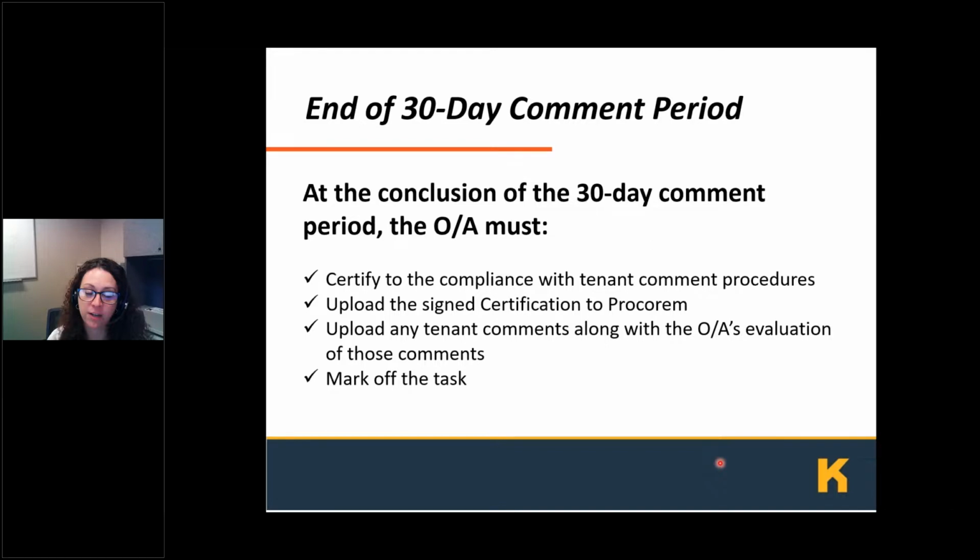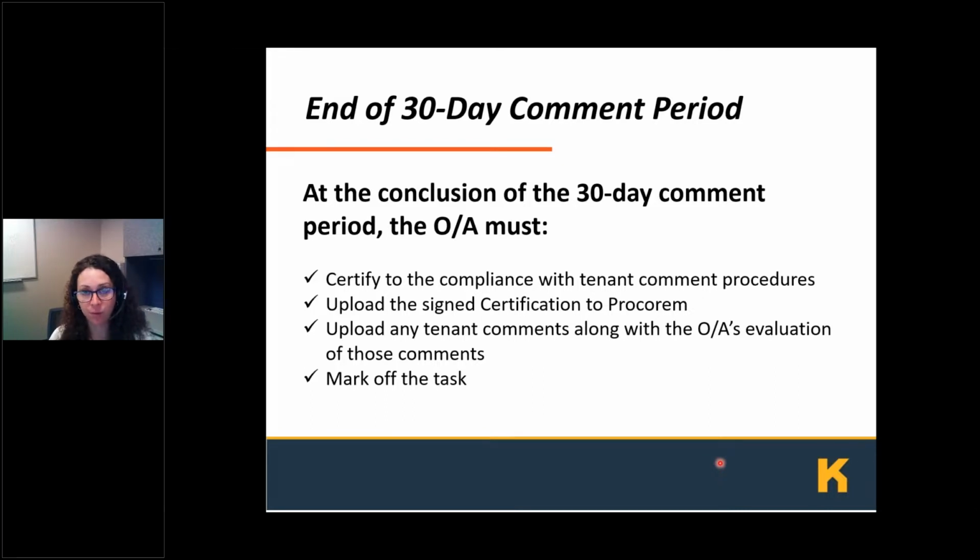You're going to upload that certification to Procorum. You're also going to upload any tenant comments along with your evaluation of those comments. So again, as I mentioned, when we provide you your approved utility analysis spreadsheet, there will be 2 tasks that are created, one for the notice to the tenants. As soon as we get that, there's going to be another task that shows up, and that's going to be this owner certification. That's my next slide.